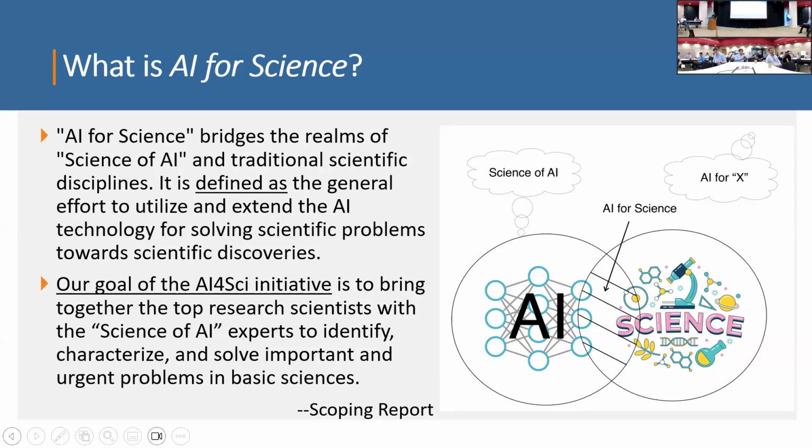And we have some argument, but eventually our final version is that AI for Science is defined as a general effort to utilize and extend AI methods for solving scientific problems. So basically, it's a cross area of AI, science of AI, and also basic science research. So they are also different from AI for X or application of AI, because we focus more on basic science.